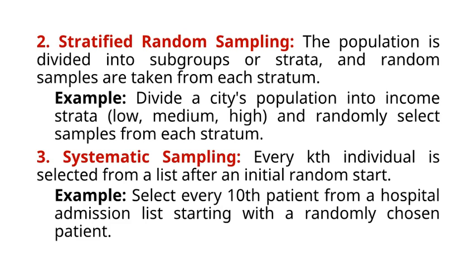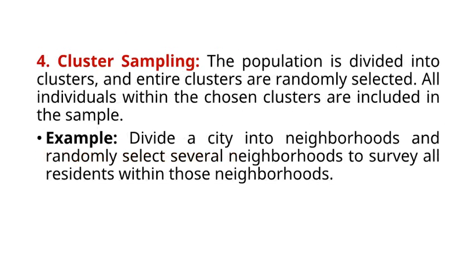3. Systematic sampling. Every kth individual is selected from a list after an initial random start. Example: select every 10th patient from a hospital admission list starting with a randomly chosen patient. 4. Cluster sampling. The population is divided into clusters, and entire clusters are randomly selected. All individuals within the chosen clusters are included in the sample. Example: divide a city into neighborhoods and randomly select several neighborhoods to survey all residents within those neighborhoods.